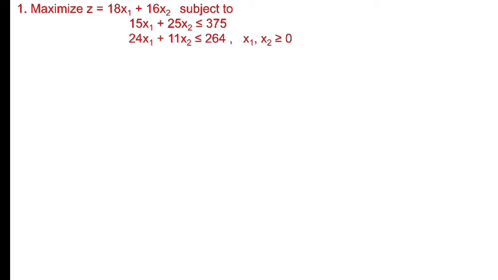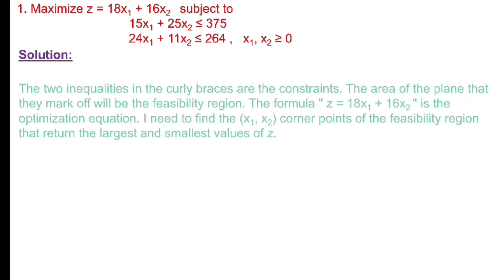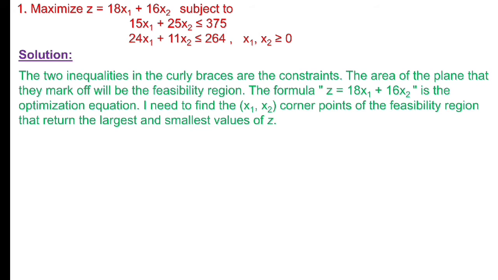Again, I will tell you, only with two decision variables can we solve this problem. If it is more than that, this method is not suitable. Solution: the two inequalities in the curly braces are the constraints. They mark the feasible region. The formula z equal to 18x1 plus 16x2 is the optimization equation. I need to find the corner points of the feasible region, that means the common points. How to find them? We'll check one way.